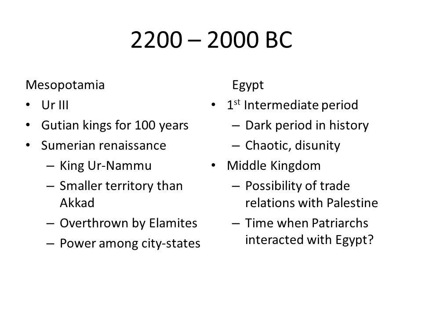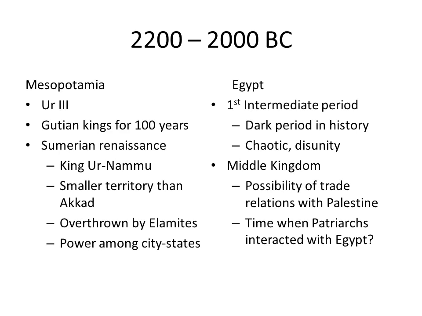This was kind of a dark period in their history. It was very chaotic, a lot of disunity, some anarchy, there wasn't a strong leadership at that point. And then after the First Intermediate Period, we have something called the Middle Kingdom. And this is where we think there might have been some trade relations with Palestine, with Canaan. And so this is generally when we think the patriarchs interacted with Egypt.